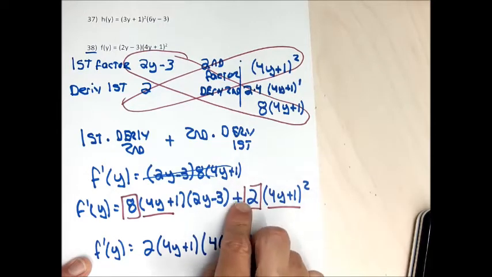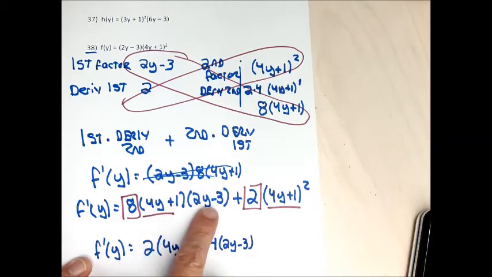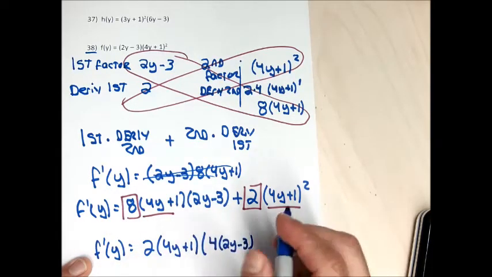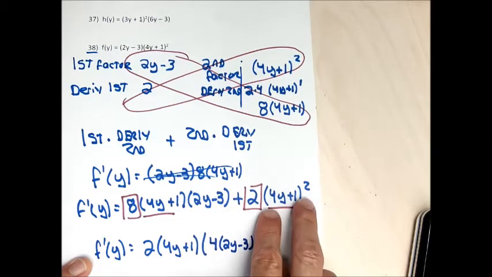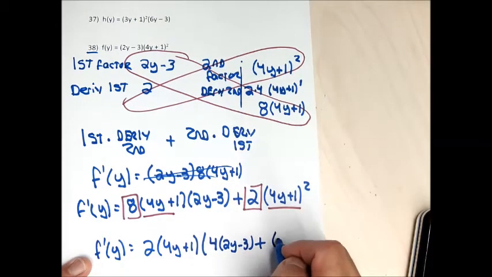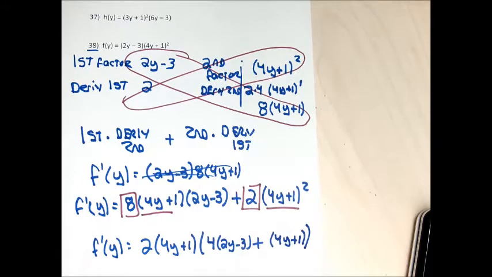So to the left of this plus sign, I'm left with a 4 from that 8. That's gone. I'm left with that 2y minus 3. After the plus sign, I factored out that 2, so it's gone. I had 2 4y plus 1s. I factored out one of them, so I'm just left with 1 4y plus 1. Didn't really even need the parentheses anymore.